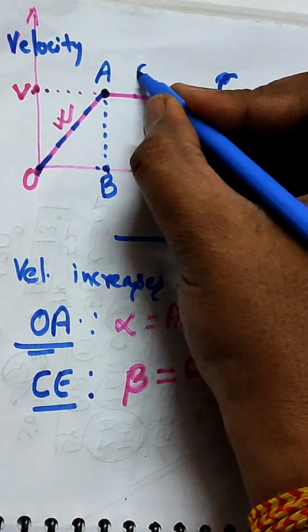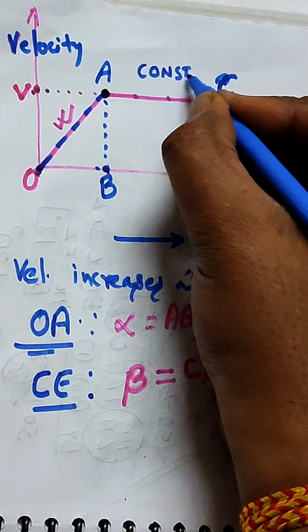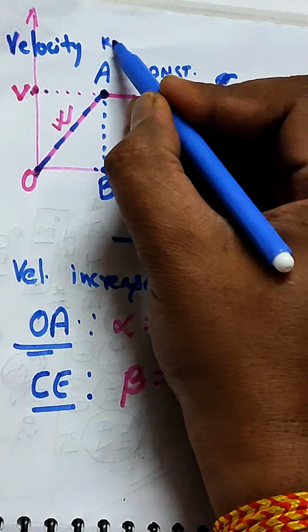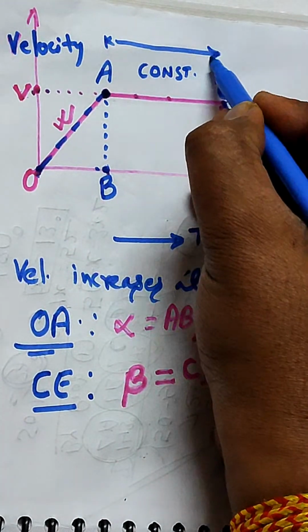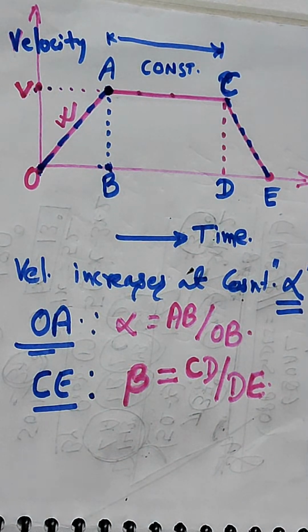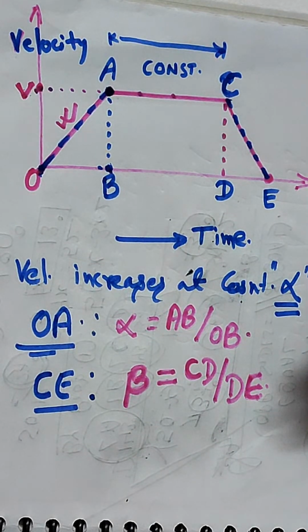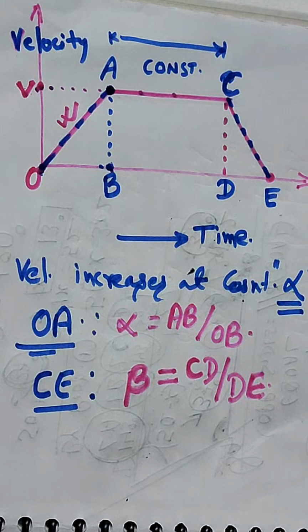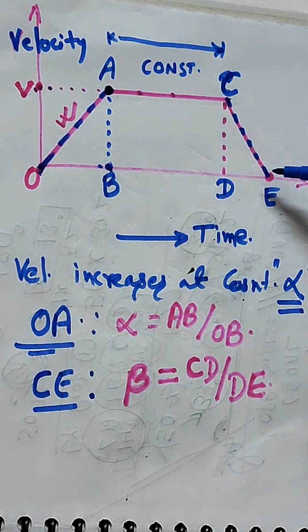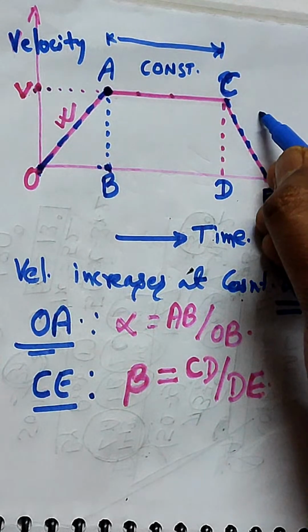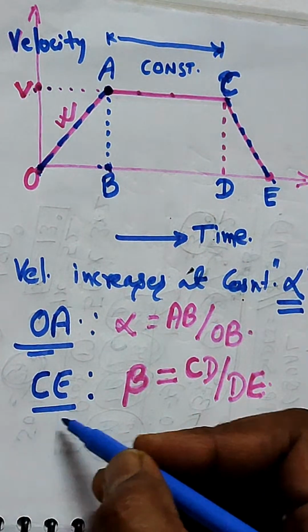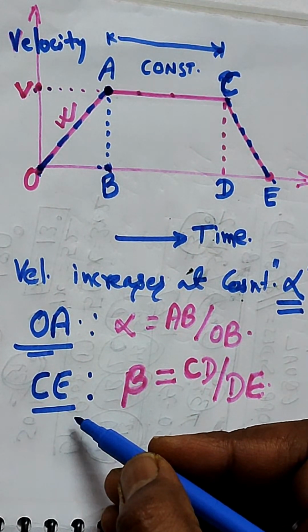This is the constant interval, that means from A to C, this one, right? And finally decreases to 0 at a constant rate beta. Okay, so this is from C to E, it decreases, right?